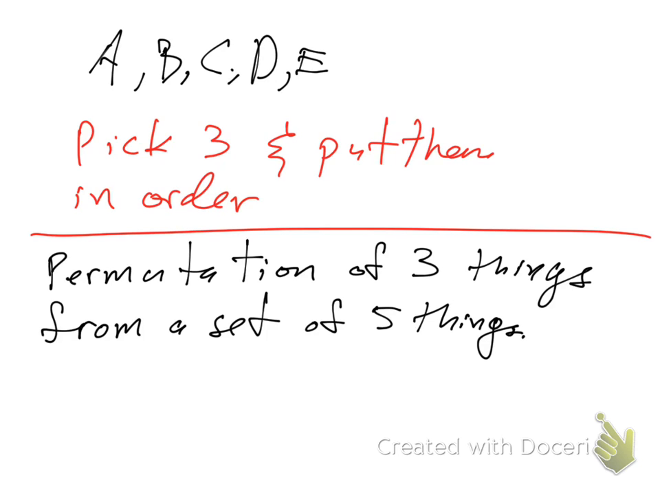And so we can figure this out using the fundamental counting principle. So if you want to pick 3 things from 5 things in order, then you've got 5 ways of picking the first thing, and then you've got 4 ways of picking the second thing, and you've got 3 ways of picking the third thing. And 5 times 4 times 3 is 60.